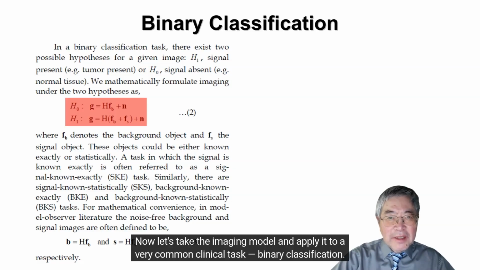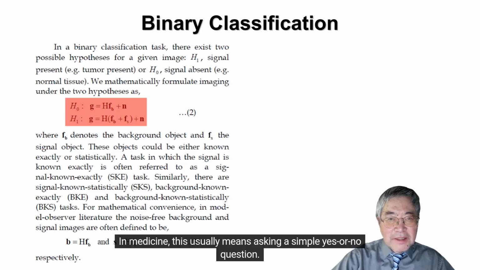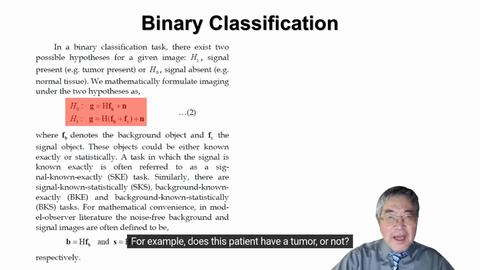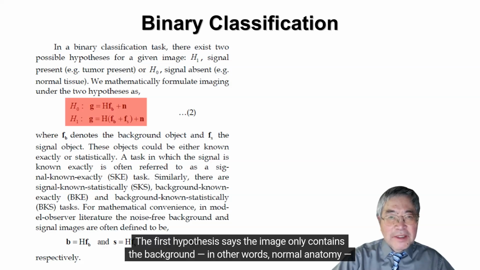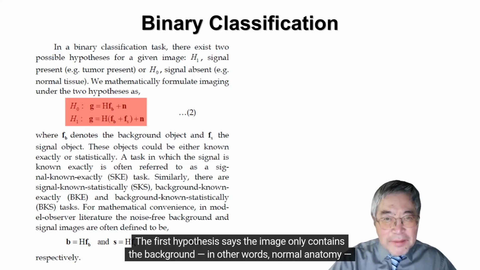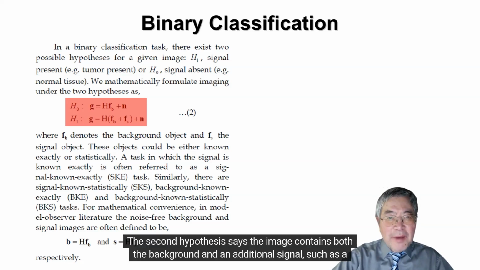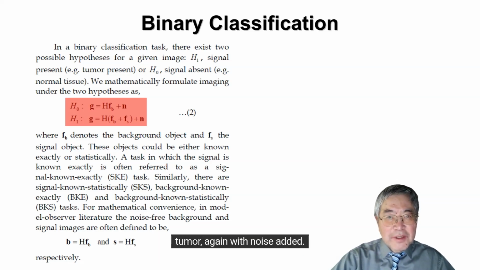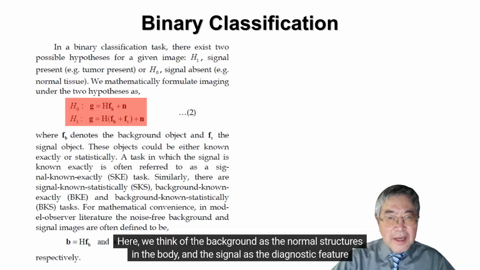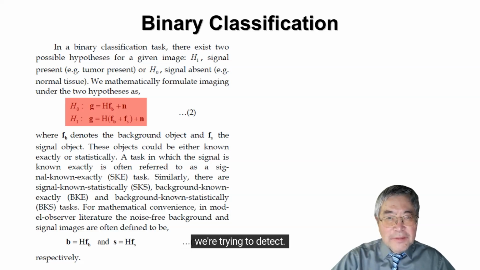Now let's take the imaging model and apply it to a very common clinical task, binary classification. In medicine, this usually means asking a simple yes or no question. For example, does this patient have a tumor or not? Mathematically, we describe this with two competing hypotheses. The first hypothesis says the image only contains the background, in other words, normal anatomy plus noise. The second hypothesis says the image contains both the background and an additional signal, such as a tumor, again with noise added. Here we think of the background as the normal structures in the body and the signal as the diagnostic feature we're trying to detect.